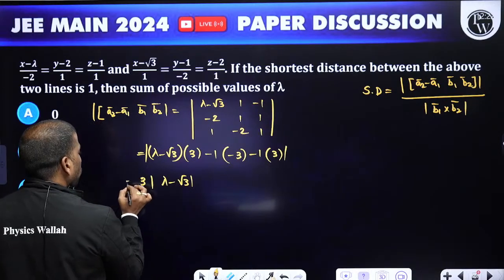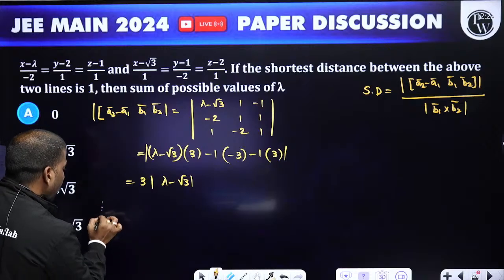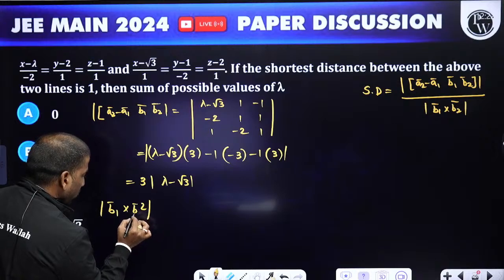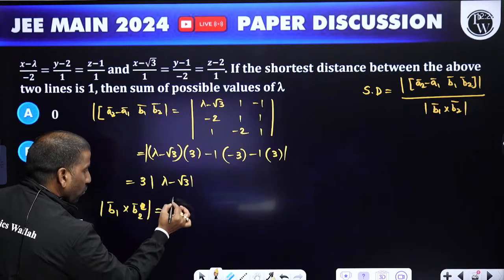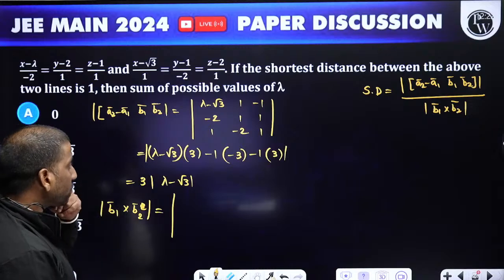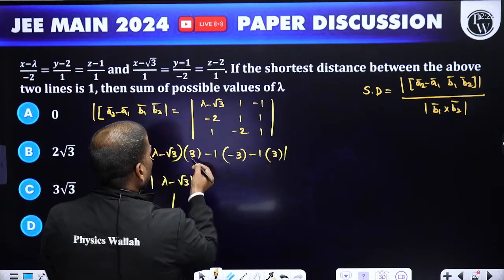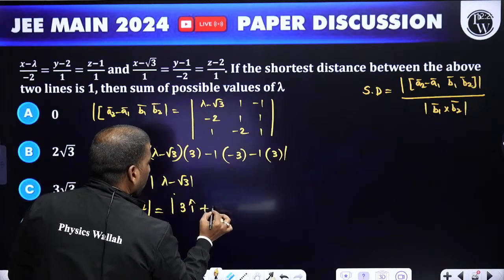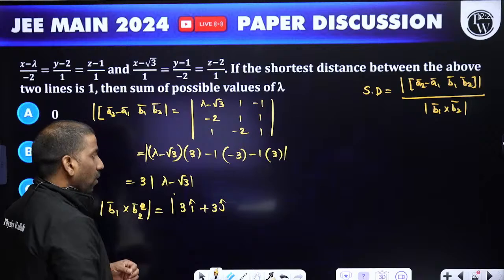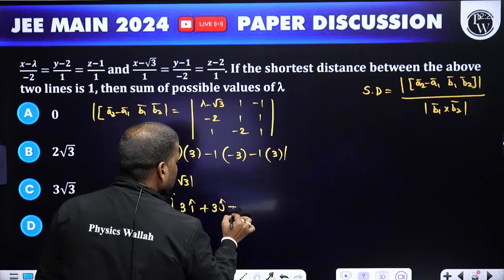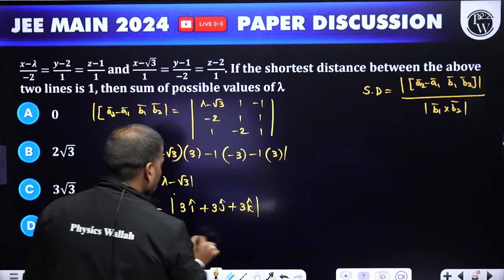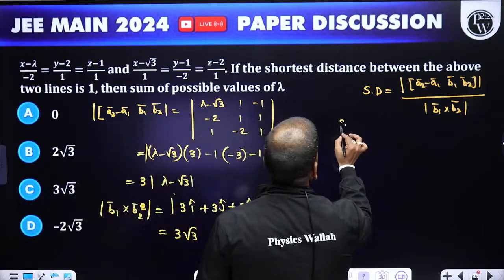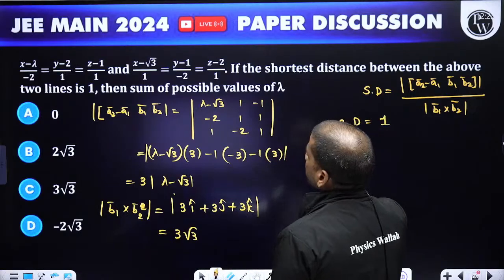So this is the numerator. Coming to the denominator, the magnitude of b1 cross b2. For that, just these components: we got 3i cap plus 3j cap plus 3k cap. So this is nothing but 3 root 3. Shortest distance is given as 1.